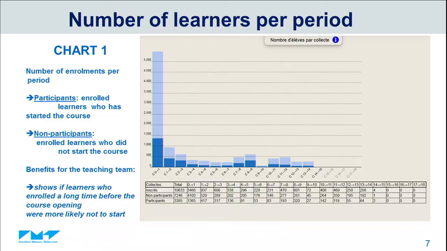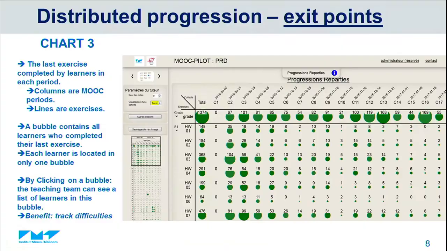The first view is not so different from what edX presents. There is the number of enrollments per period. There are two different kinds of learners, participants and non-participants, which shows whether learners who enrolled a long time before are likely not to start the course.